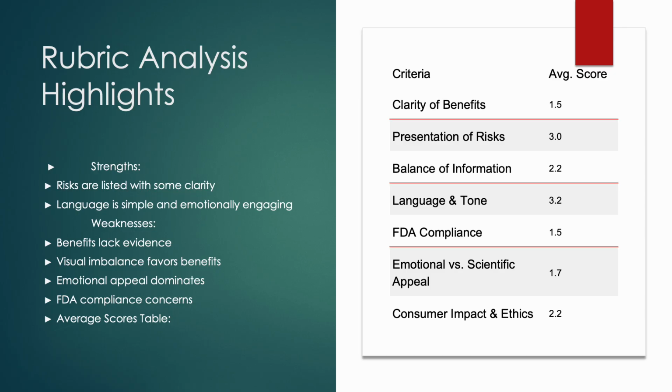So this was the rubric that we did. The strengths were very limited compared to the weaknesses. The benefits lacked evidence. The visual imbalance very obviously favored the benefits. The emotional appeal dominates, just like we talked about earlier, and the FDA has a lot of compliance requirements that were a concern here in this ad.